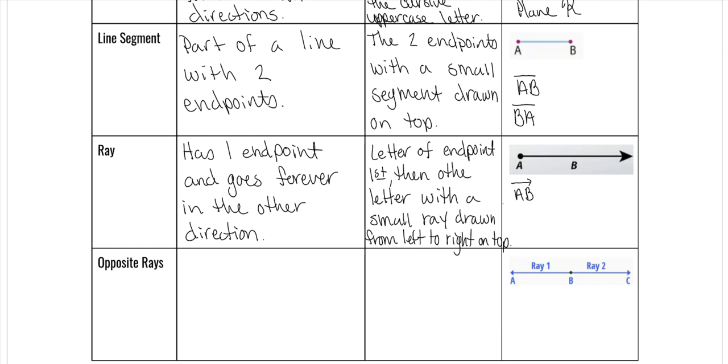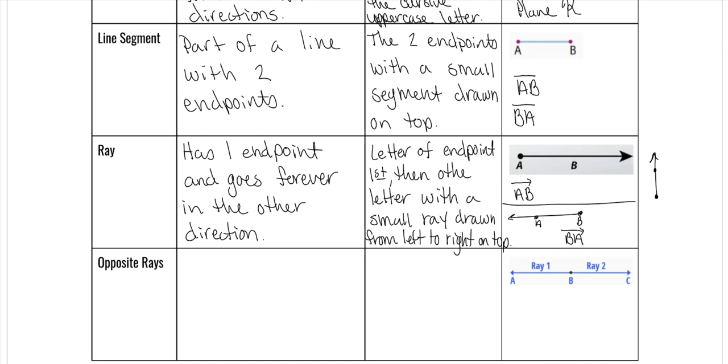If you were to have a ray that looks like this, this one would be named BA, and you would still draw the ray for the name from left to right. Whenever you name it, the rays always go from left to right, regardless of how it's drawn. Because remember, rays can also be drawn vertically, horizontally, diagonally. It doesn't matter. But when you name it, you will always name it from left to right. So the left letter will always be the endpoint it starts with.